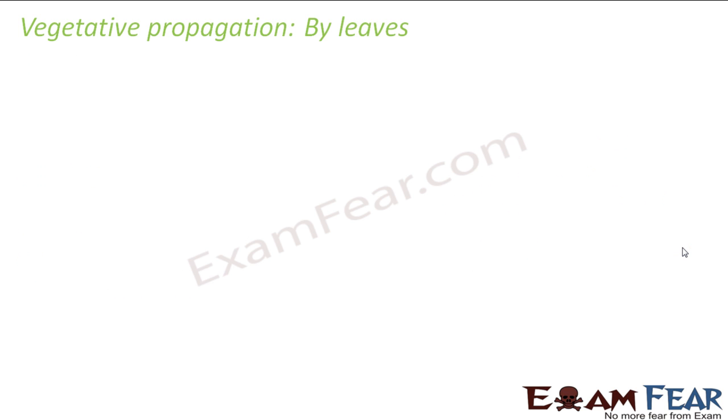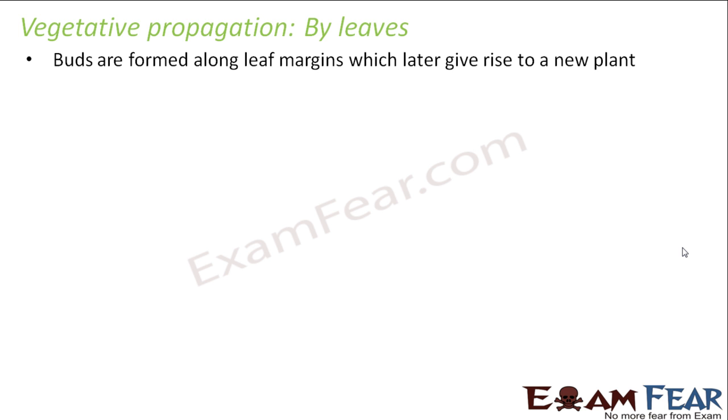propagation. So let us now talk about vegetative propagation by leaves. So how leaves help in giving rise to new plants? So buds are formed along leaf margins which later give rise to a new plant. So the most common and most popular example of this is the bryophyllum. So bryophyllum is also known as the miracle leaf plant.